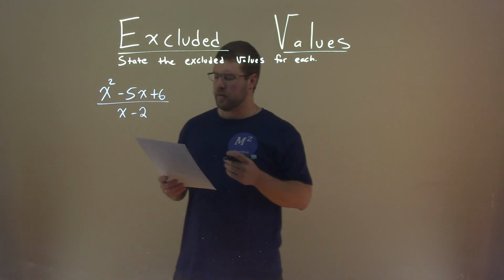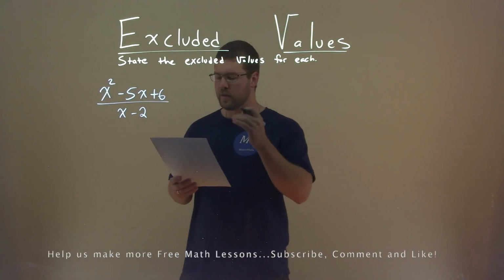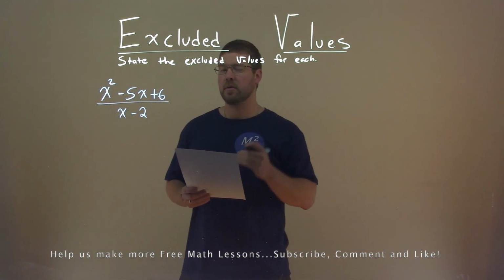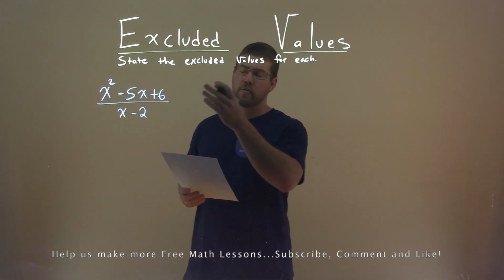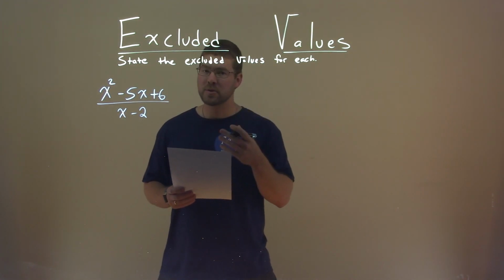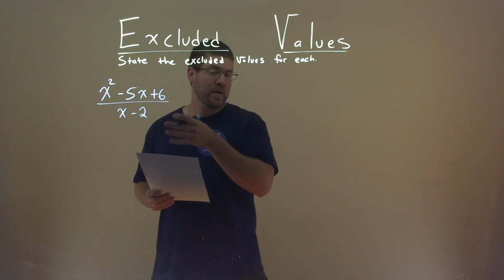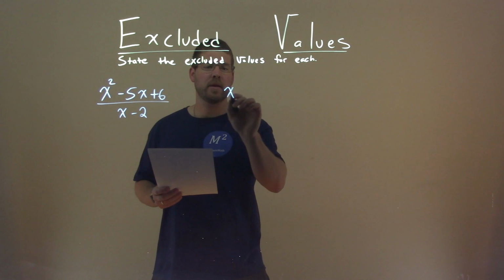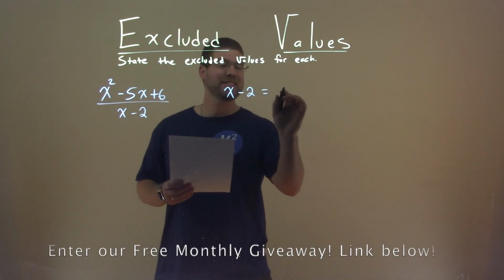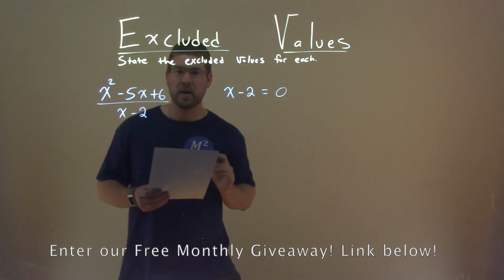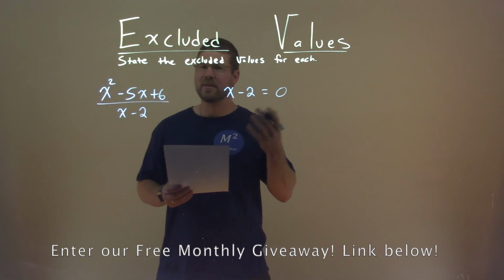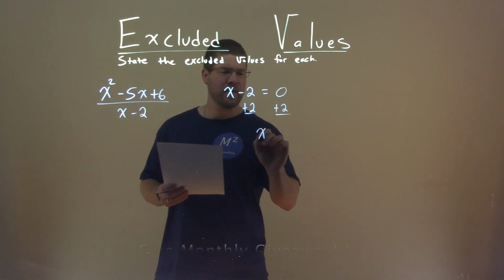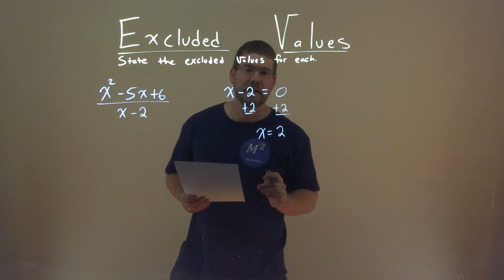We're given this problem right here, x squared minus 5x plus 6 divided by x minus 2, and we want to state the excluded value. Well, we have a rational function here, and we know with rational functions, right, we cannot divide by 0, so we can't have a 0 in the denominator. So we take our denominator, x minus 2, and we set it equal to 0. Now we have to solve for x. Not too hard. We add 2 to both sides, and it's pretty simple. x equals, well, a positive 2, and that's it.